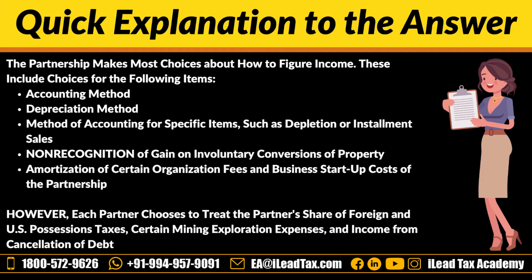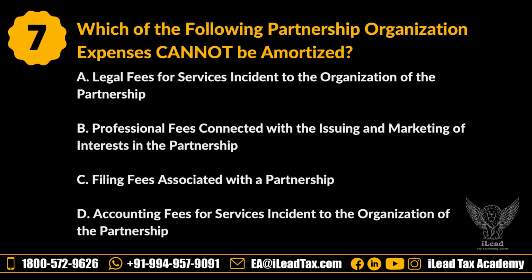Let's see why it is D. So here the partnership does not choose how to treat their share of foreign taxes. Instead, the treatment of foreign taxes paid by the partnership is determined by tax rules and regulations, and the partner must report their share of foreign taxes paid by the partnership on their individual tax return according to these rules. So, option D is the right answer. Let's go to the next question.